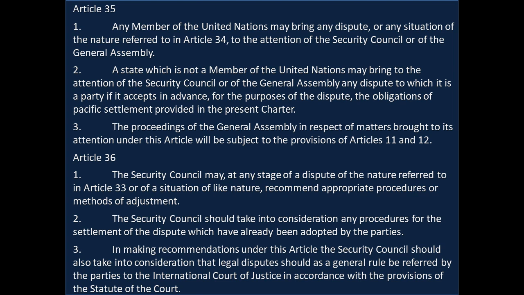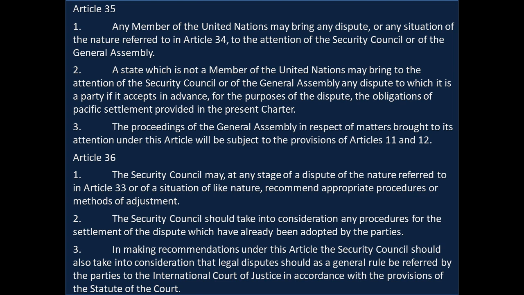Article 35. 1. Any member of the United Nations may bring any dispute, or any situation of the nature referred to in Article 34, to the attention of the Security Council or of the General Assembly. 2. A state which is not a member of the United Nations may bring to the attention of the Security Council or of the General Assembly any dispute to which it is a party if it accepts in advance, for the purposes of the dispute, the obligations of pacific settlement provided in the present Charter. 3. The proceedings of the General Assembly in respect of matters brought to its attention under this article will be subject to the provisions of Articles 11 and 12.